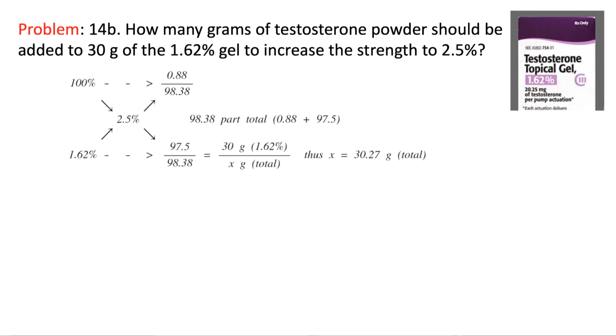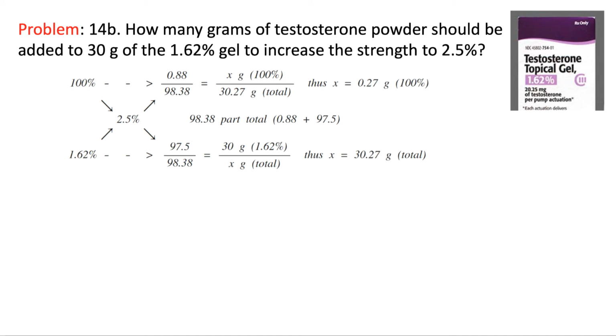That weight represents the weight of the 98.38 parts. So now I can go back up to my top formula and say that, okay, the 0.88 parts of testosterone powder over the total weight of 98.38 parts is going to be equal then to some unknown X grams over what I just solved for the total weight to be, 30.27. Solve for X, and you can see that X would equal 0.27 grams, and that is the final answer. That would be the weight of the testosterone I need to add to 30 grams of my 1.62%, mix that all together, and I'd get a final weight of 30.27, but a concentration of testosterone of 2.5%.